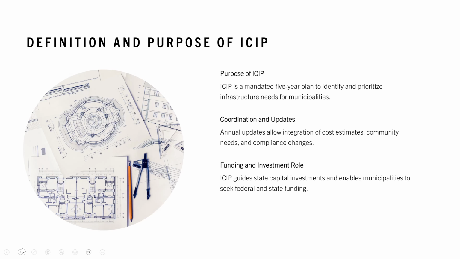Coordination and updates. Now, annual updates, even though it's a 5-year plan, allow us to do a few things. So when we are awarded monies for something and that project is funded and completed, it comes off the plan because it's already done. Or if we're awarded phased monies for a plan and a phase is done, we move that phase forward from phase 1, 2, 3, 4, 5, et cetera, on the plan itself. And so we keep track of that. And it also tracks funding and investment roles, and it provides guides for capital investment and enables municipalities to seek federal and state funding.